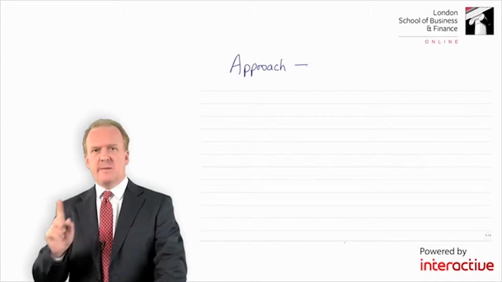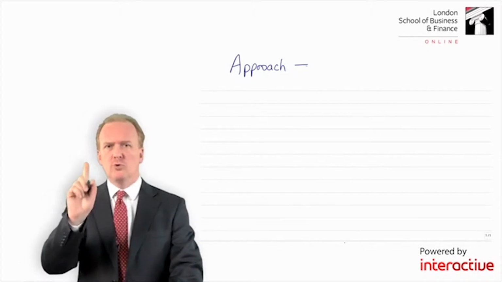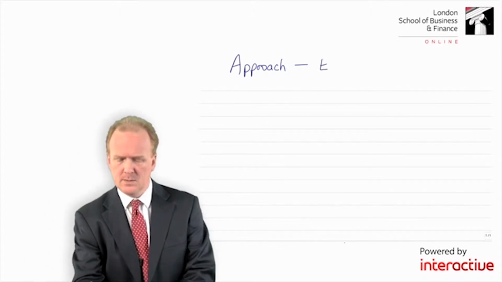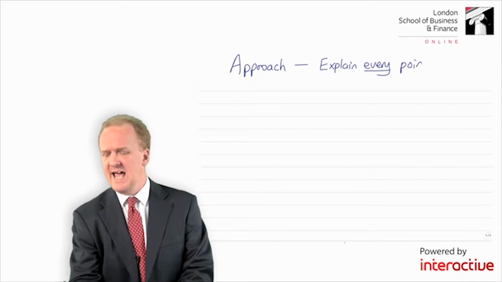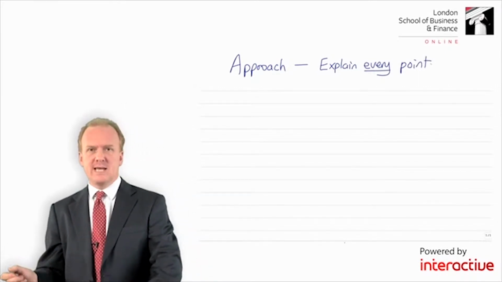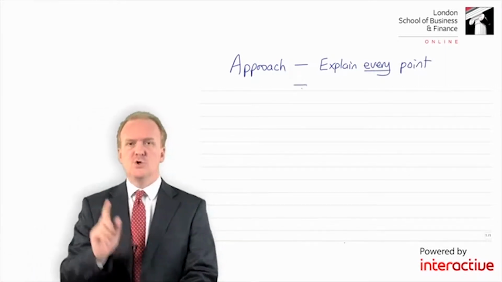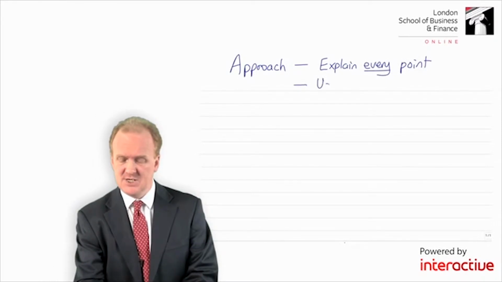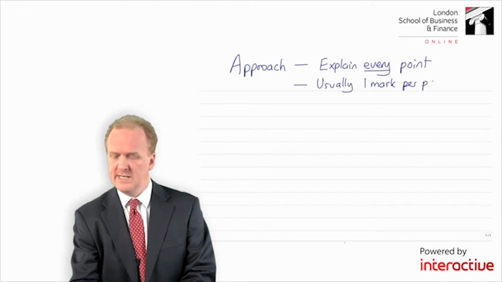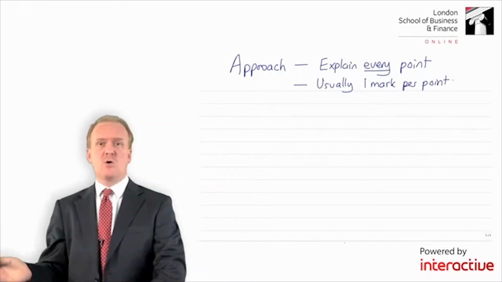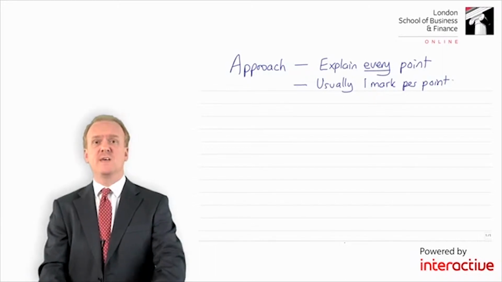So, what have I been telling you all term? Rule 1. Explain every point you make. Generally speaking, it is usually going to be 1 mark per point that we make. So if it's a 5-mark question, we're going to aim to say 5 things.